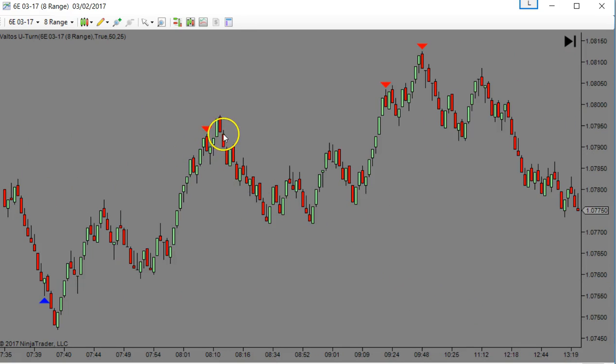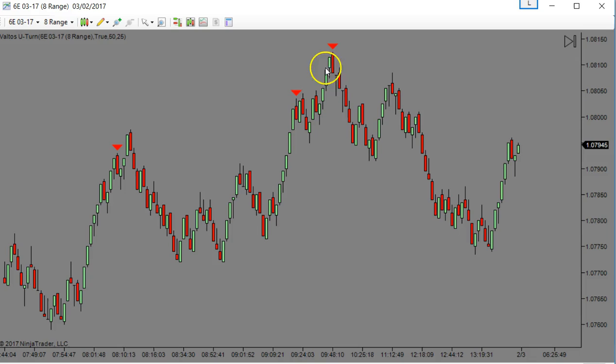Then here you got to sell. Would it stop you out? Maybe. Even if you got stopped out, it comes back up here. You get this nice trade. So you got stopped out here, stopped out here. And you got a nice short here. 108.05 makes it move all the way down below 107.90. So that's the Euro currency 8 range chart with a setting of 5 and 25.